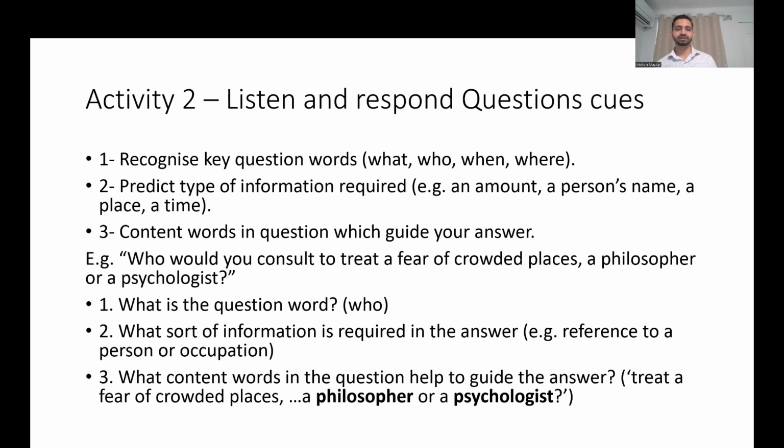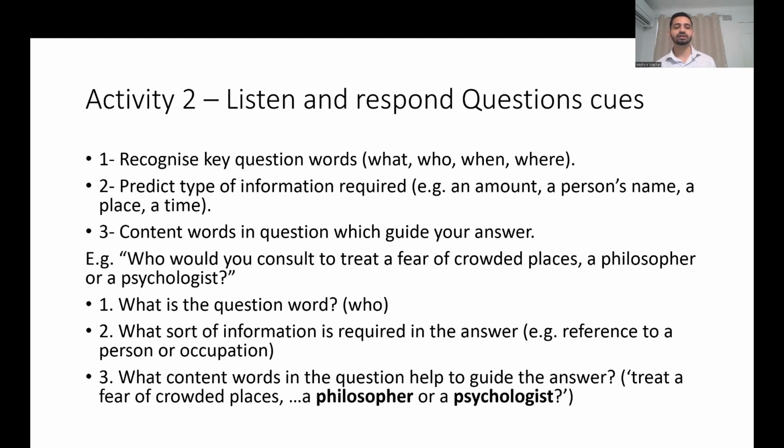So you have to predict the type of information that is required based on the question cue, the question words. Key question words are super, super important, so pay attention to what exactly the question is asking you. For example, what could be asking for an amount, who could be a person's name, where obviously talks about a place, and content words will also help you in questions which guide your answer.